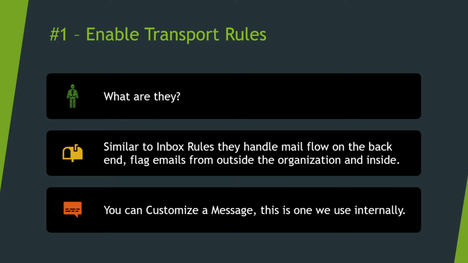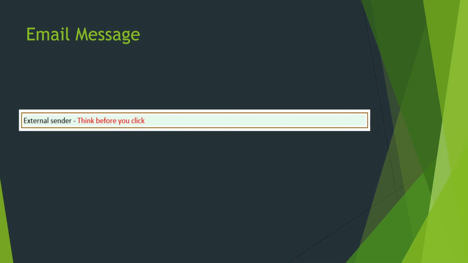Users have hundreds, sometimes even thousands of emails coming through every single day. And it's very difficult to know which ones are coming from inside or outside the network because of spoofing. So what you can do is set up an email message that looks kind of like this. It'll say external sender, and you can add a customized message.